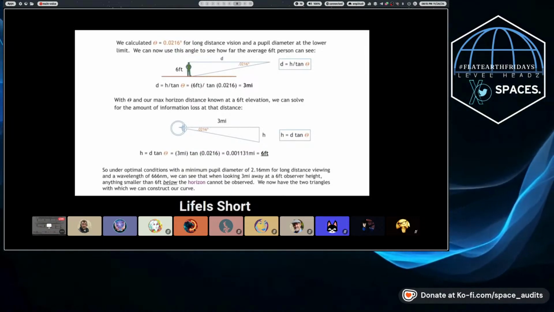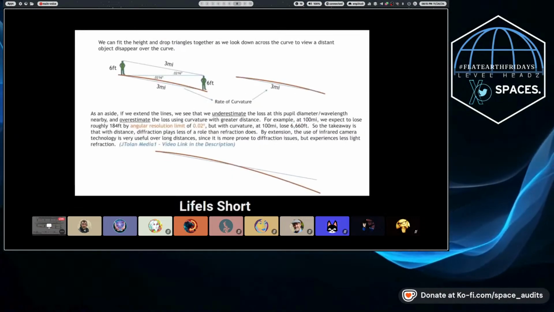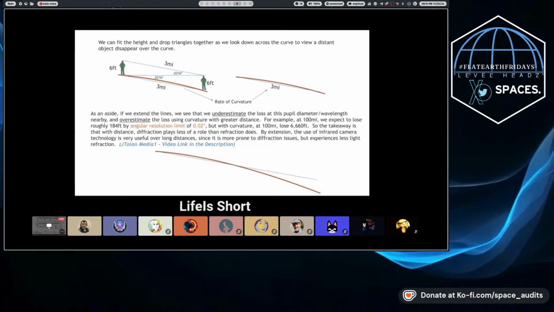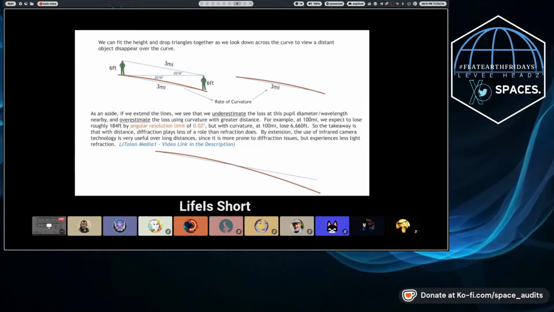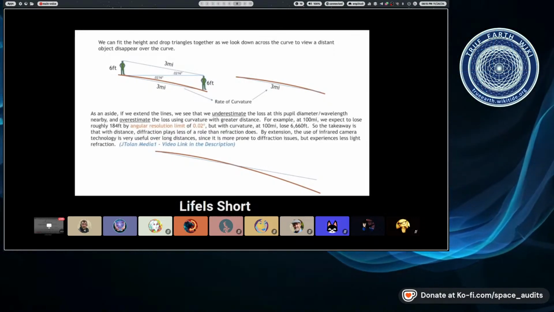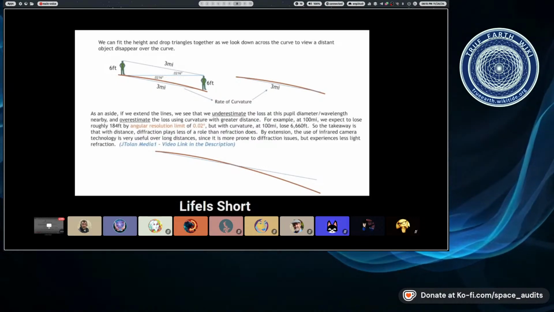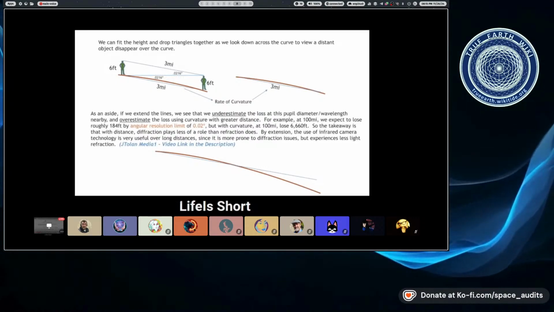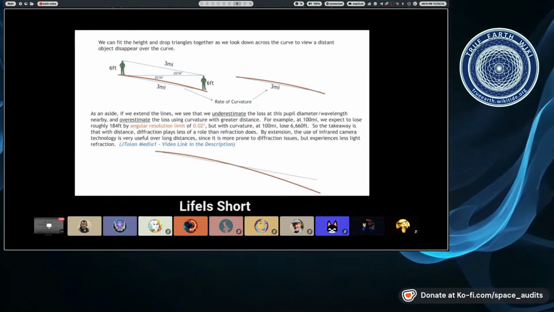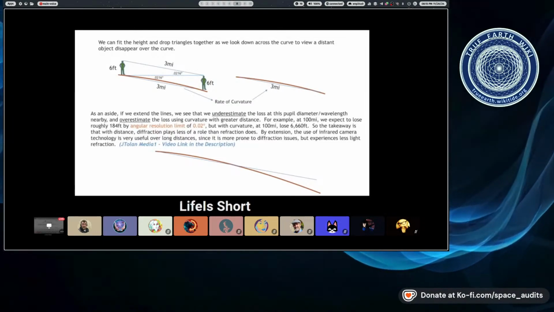We now have the 2 triangles with which we can construct a curve. We can fit the height and drop triangles together as we look down across the curve to view a distant object disappearing over it. So again, the first one is the distance that we calculated for a 6-foot person using theta at 0.0216 degrees. And the second one is the loss of information that that person would be granted across that 3-mile distance. And you can then use those triangles together to get your rate of curvature for a 6-foot person observing someone go over the curve.